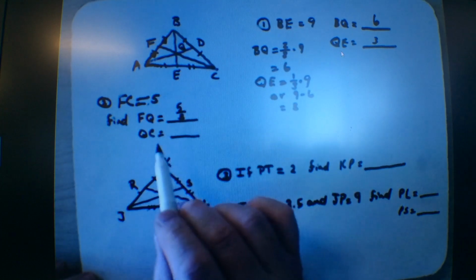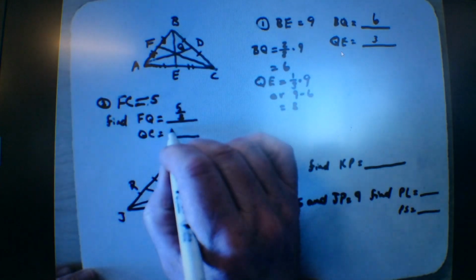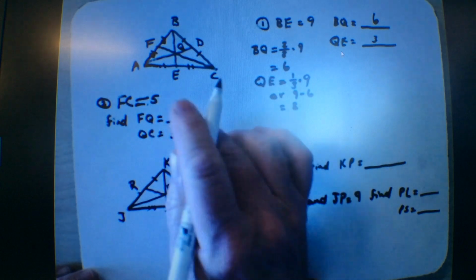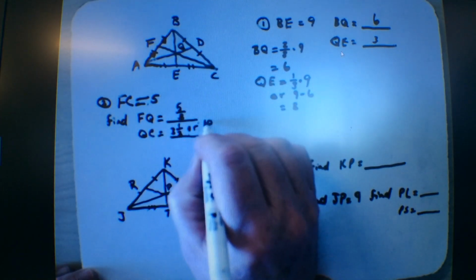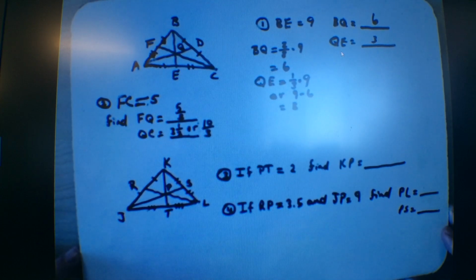All right, so how big is QC? Would be 3 1/3, or 10/3. Whoops. I was supposed to say or 10/3. Either one. I will accept either one. As long as your fraction is simplified, I will accept it. Okay? All right, so I went down here and I went with a different look.